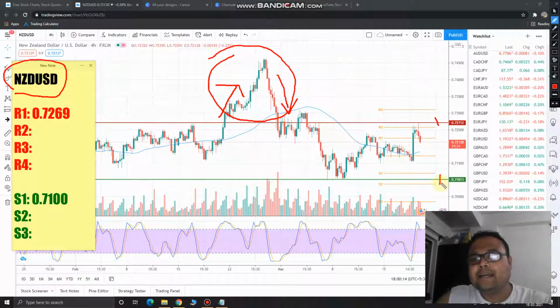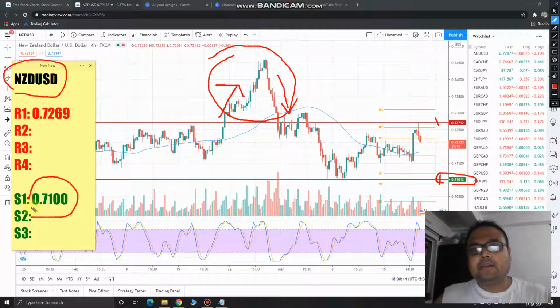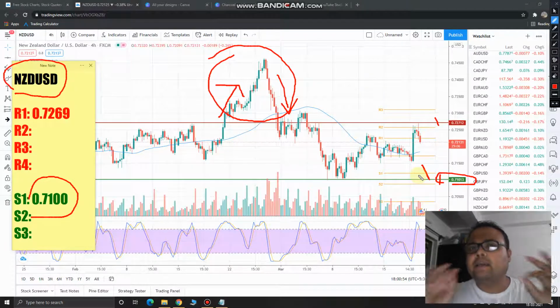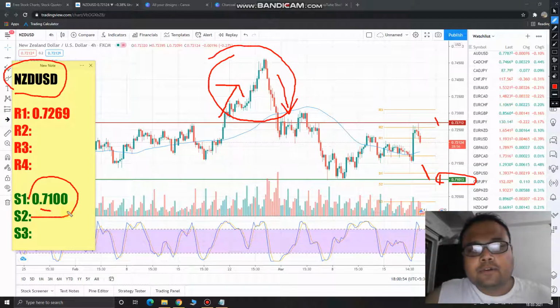So this green line is a support, 0.7100. This is an extreme support for the market. In case market comes down to this particular level, then just observe the price carefully. If you see that price is bouncing off, there is a high probability and high chance that price will bounce off, because market has extreme support available at 0.7100 in this green line.